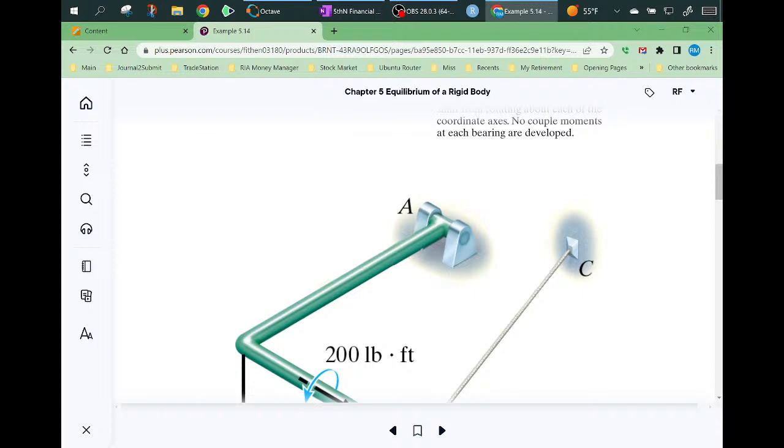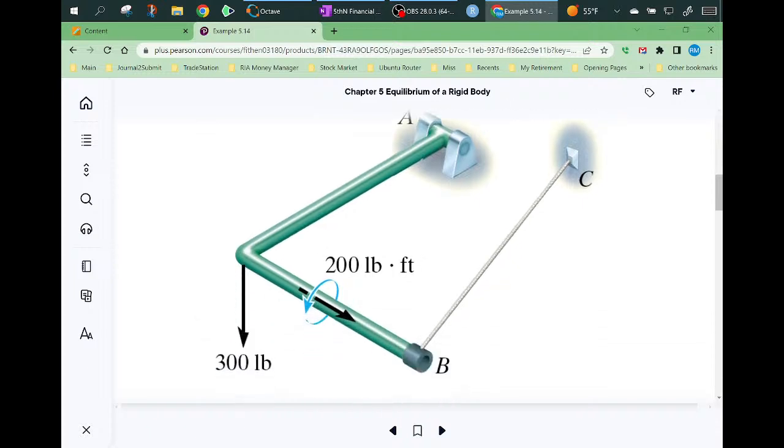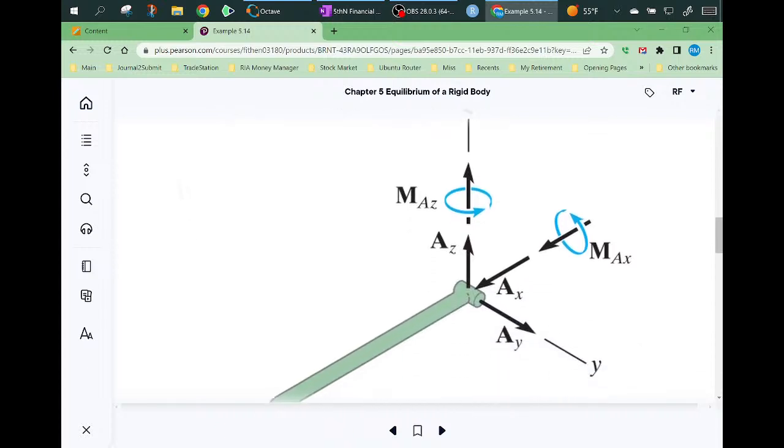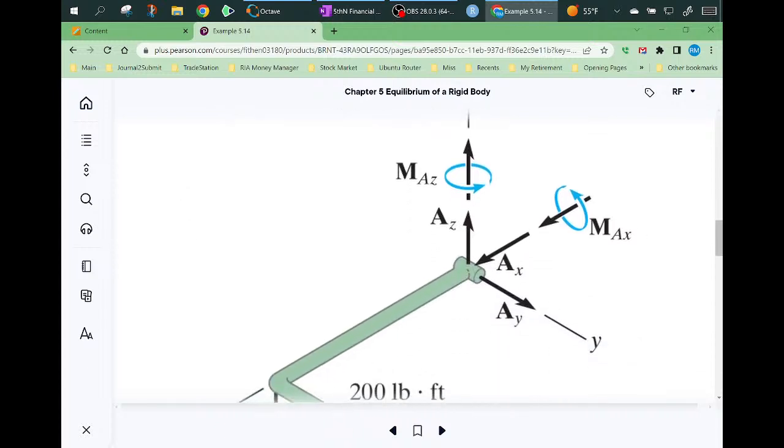It's possible to have a moment in this direction and a moment about that axis, but not one that will accept torque or a moment this way. So that's what you see. You see a moment here and you see a moment here. You don't see one that can spin around the Y.